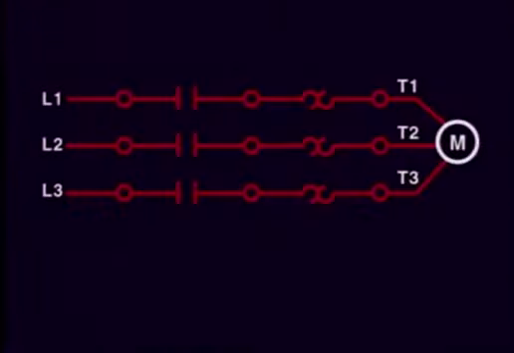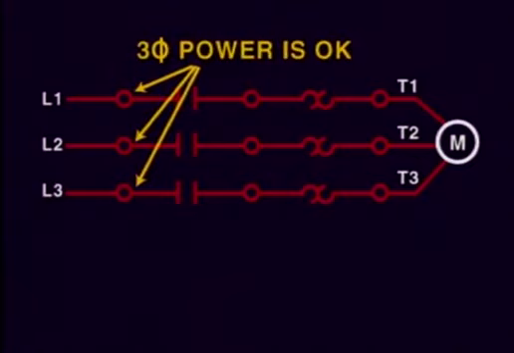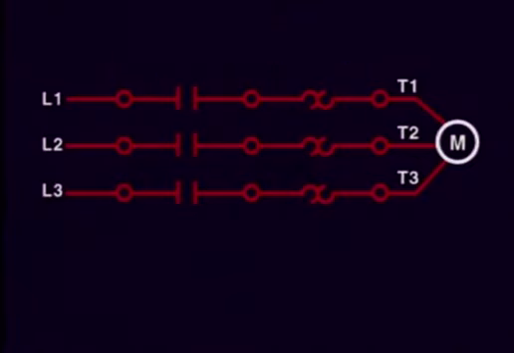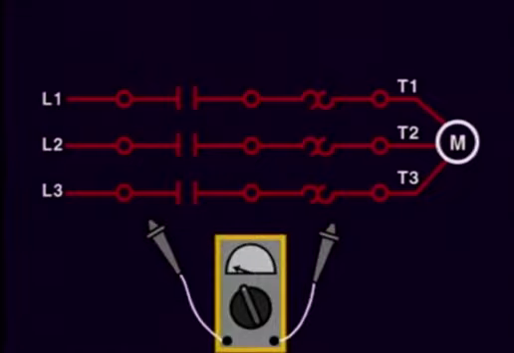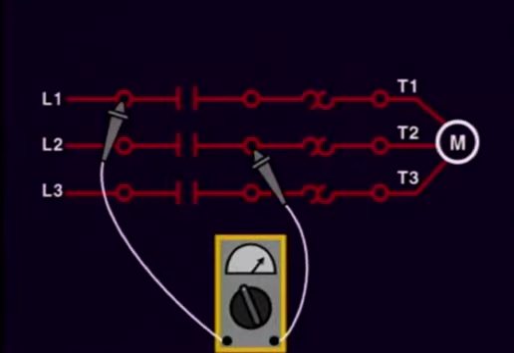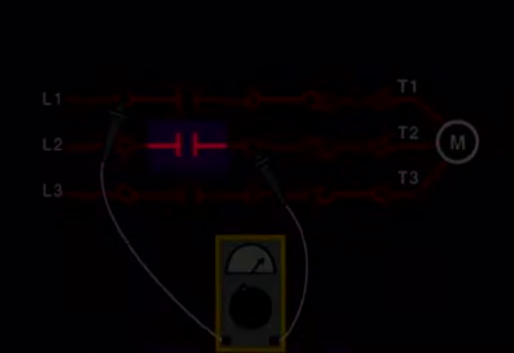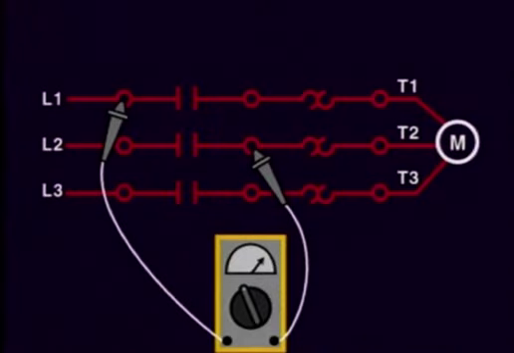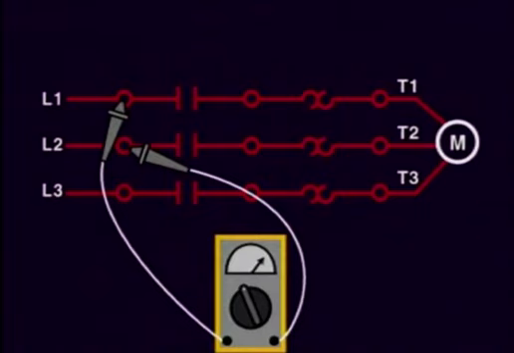If there is correct power in the three phases, then the next thing you need to test are the contacts of the starter. To do this, we check from L1 to the load side of the L2 contactor to check for the contacts at L2. The voltage should be the same as from L1 to L2 in the supply side.